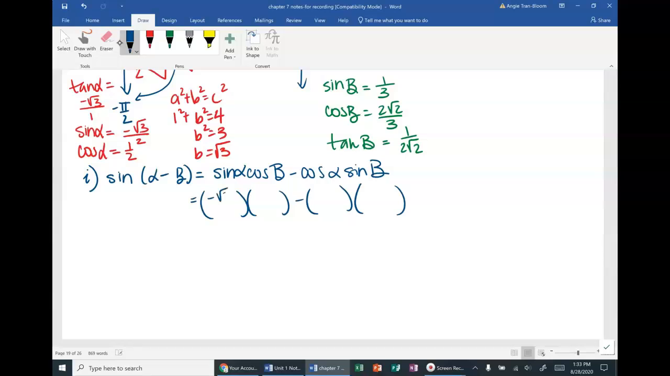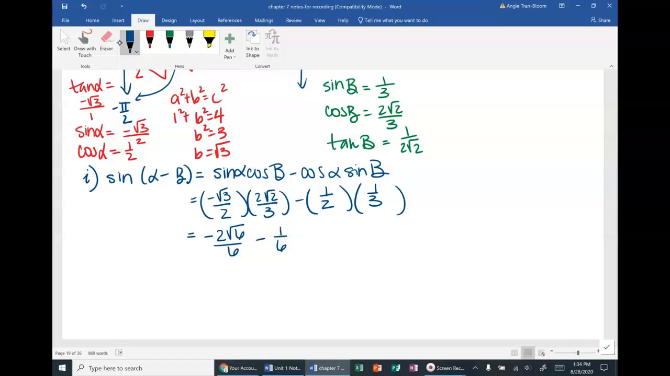Sine of alpha is going to be negative rad 3 over 2. Cosine of beta is going to be 2 rad 2 over 3. Cosine of alpha is going to be 1/2. And sine of beta is 1/3. Okay, let's multiply. This is going to be negative 2 rad 6 all over 6 minus 1 over 6.